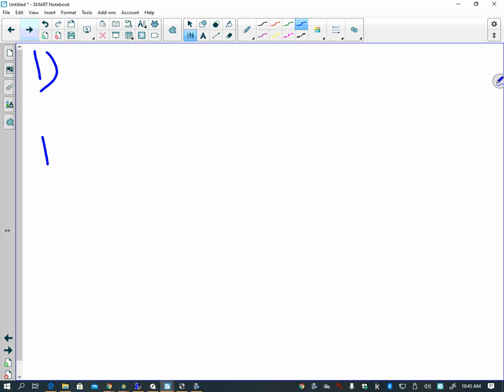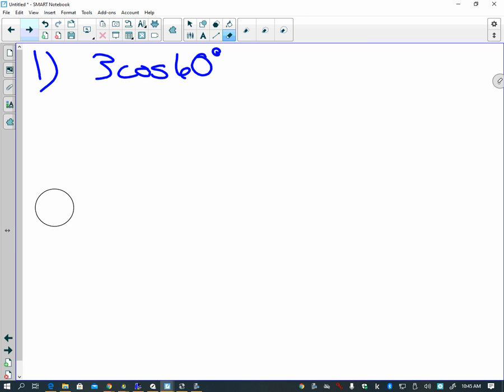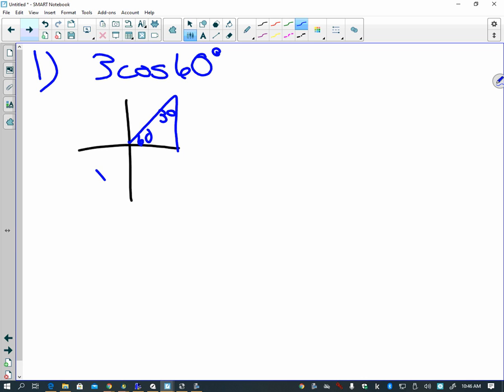All right, question number 1 says draw the necessary reference triangles and evaluate 3 cosine 60. That means 3 times the cosine ratio of 60 degrees. 60 degrees from the initial side to the terminal side is going to give you a reference angle. We need to remember our 30, 60, 90 triangle ratios. What's always opposite of 30? 1. What's the hypotenuse? 2. That means radical 3 is opposite of 60, and it's in the first quadrant, so everything is positive.